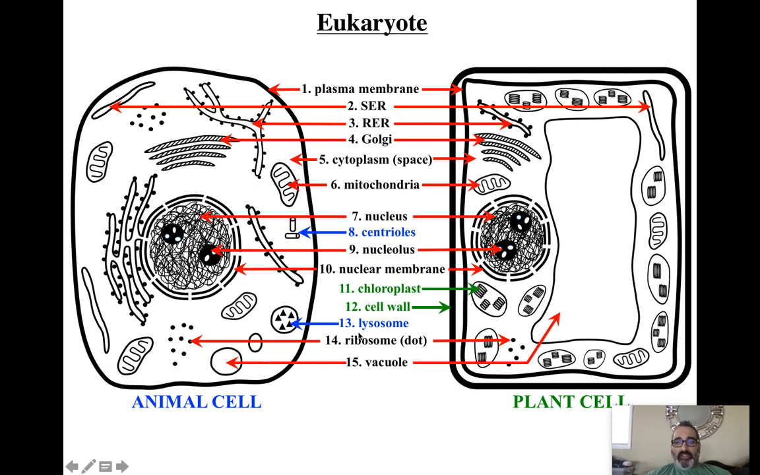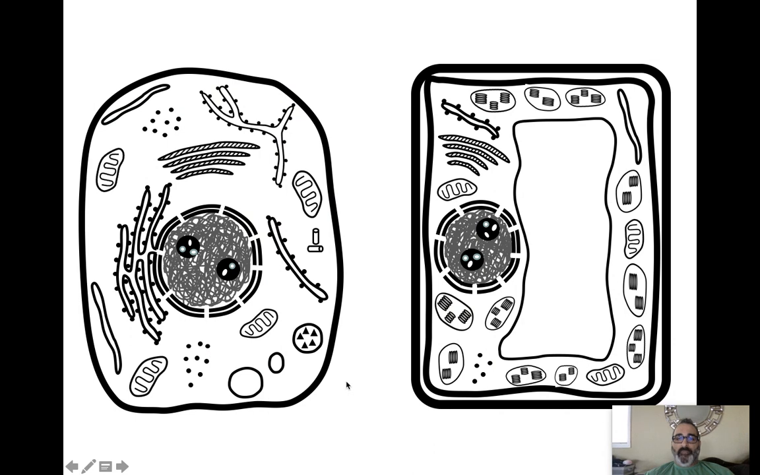Lysosomes, once again, already discussed them, only found in the animal cell. Ribosomes are these little dots. Sometimes they're free ribosomes and not attached to anything. Sometimes they're attached to structures, and those are ribosomes that are attached to the RER, okay? And finally, the vacuoles are little storage tanks. Plants have a large central vacuole, much larger than the animal cell. All right, pictures of them unlabeled.